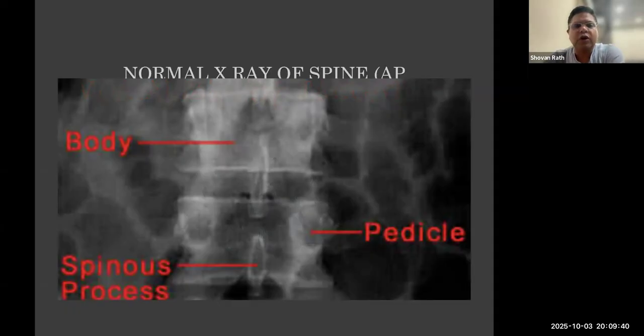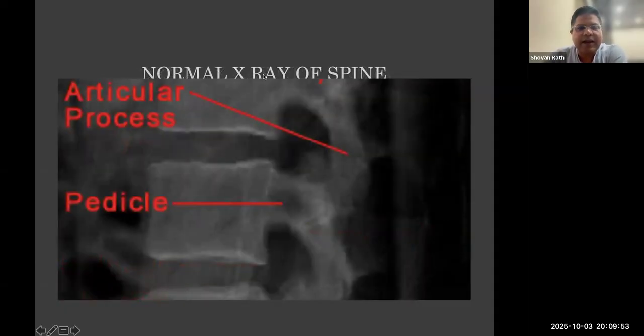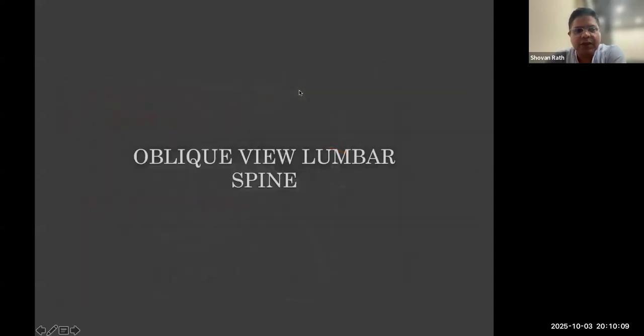So this is what it looks like on the X-ray image. These are the body, the pedicles, and the spinous processes. Normally, this is the basic thing. And in a lateral view, as I said, this is the body. These are the articular processes, formed by the superior and the inferior articular processes. And these are the pedicles. These are the foramens. We will be coming to that later on.